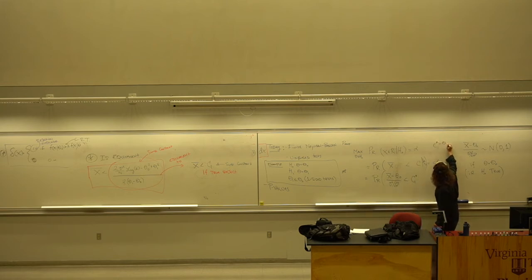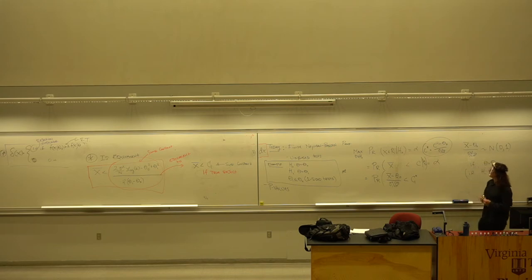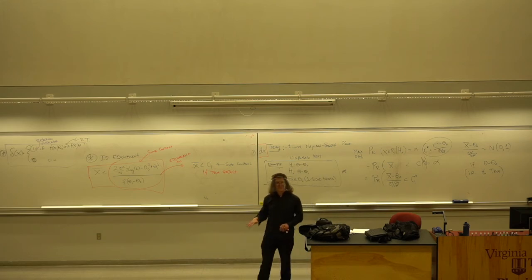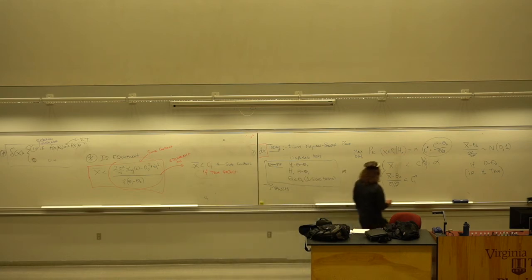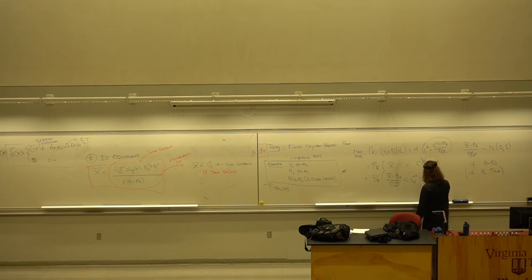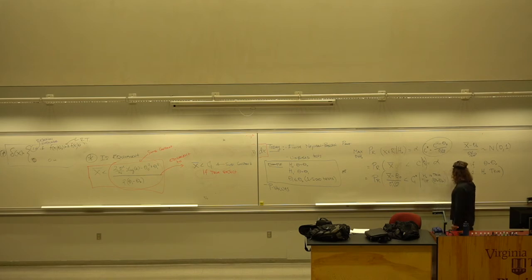C star is just C minus theta naught over sigma root n. This is just another constant. If I know what theta naught is and I know what sigma is, it's just a different constant. So we can keep transforming this constant, but it's still a constant. Given H naught is true, i.e. theta is equal to theta naught, this we want to make alpha right here.